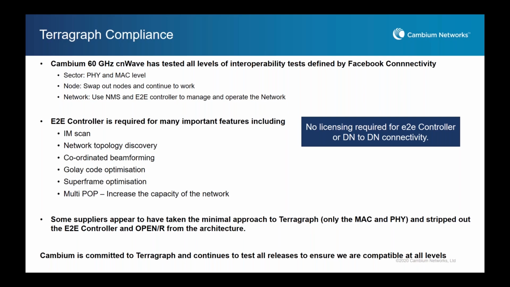You can decide where you want to run it to grow your network. The end-to-end controller is also there for resilience; whether you want to run it in a unit outdoors or in your NOC, you have the choice. Now, what the end-to-end controller gives you is the ability to have features like interference mitigation scanning and network topology discovery, where you can discover your network underneath you and see what's going on in it.